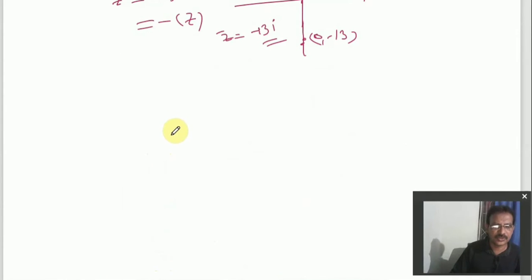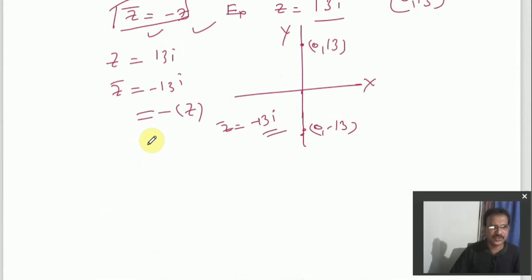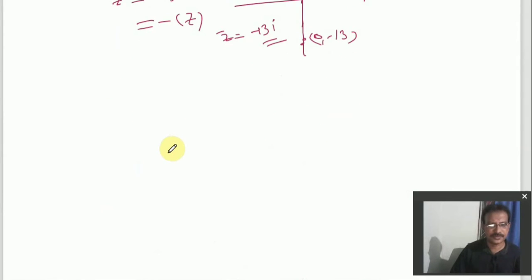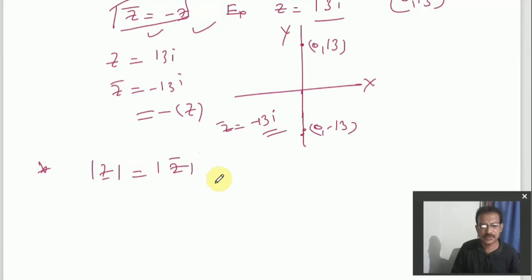So for purely real number, z bar is equal to z; for purely imaginary z, z bar is equal to minus z. And one more thing you have to observe here: modulus of z and modulus of z bar are both equal.